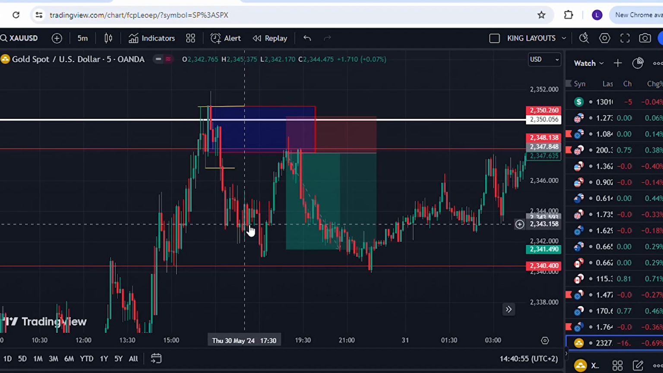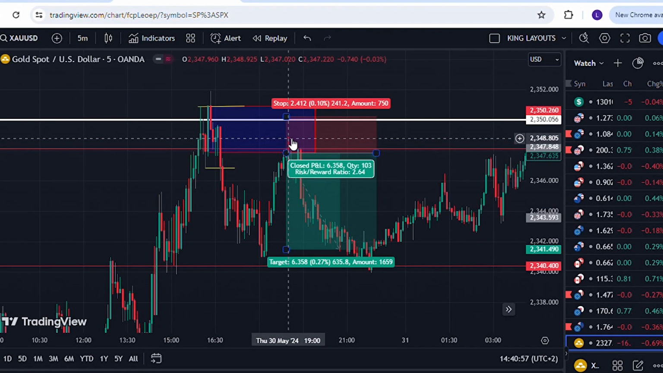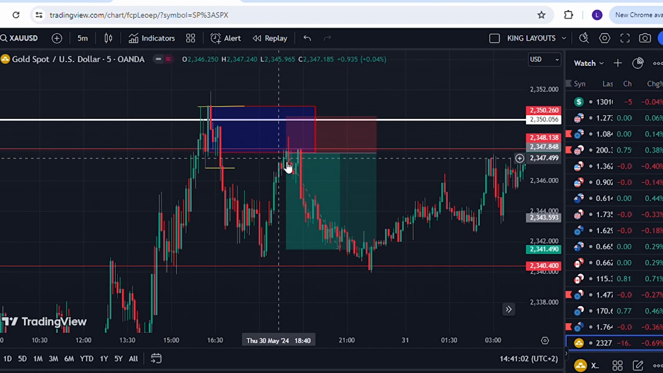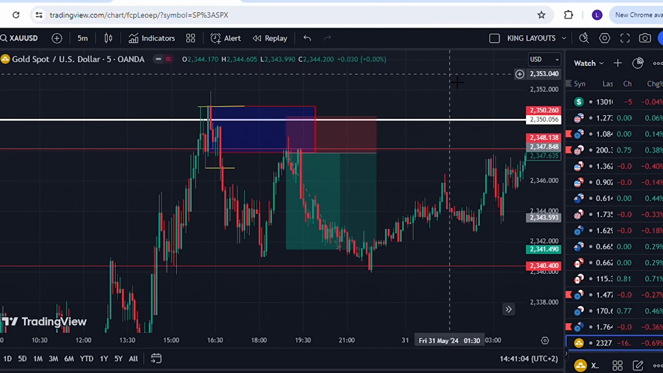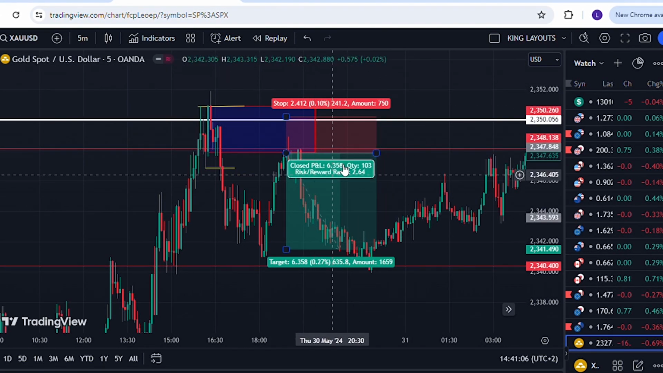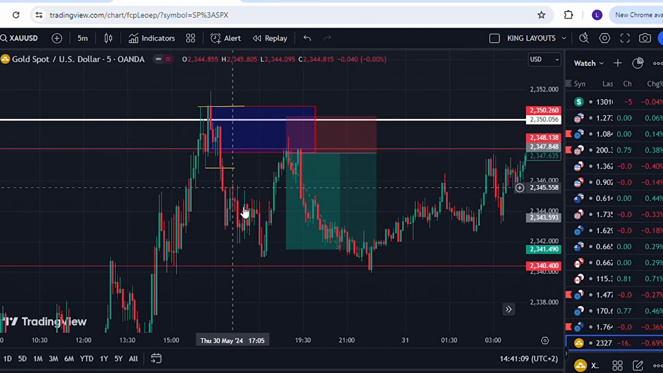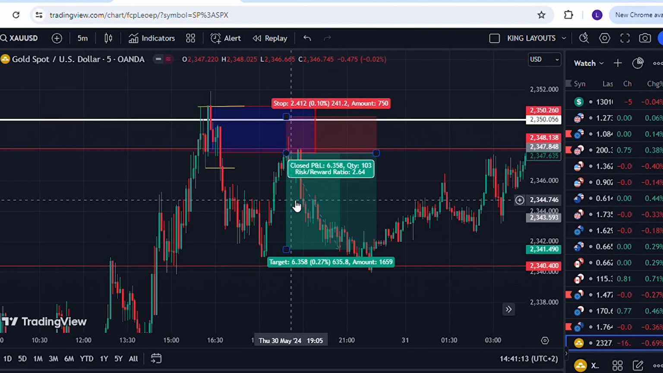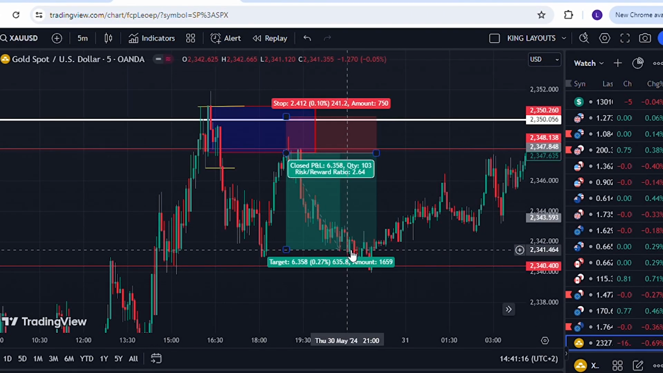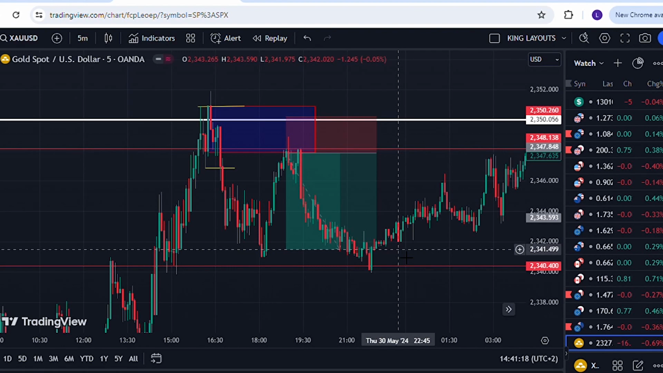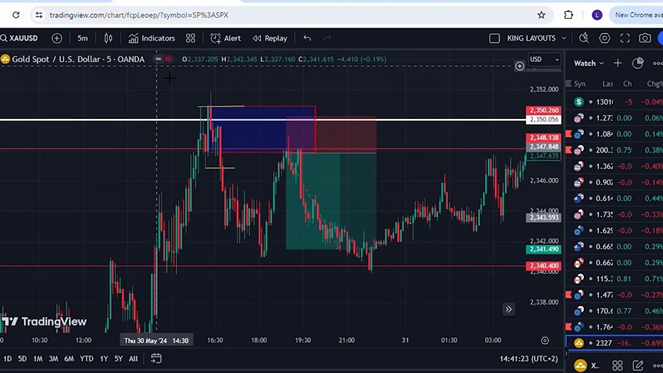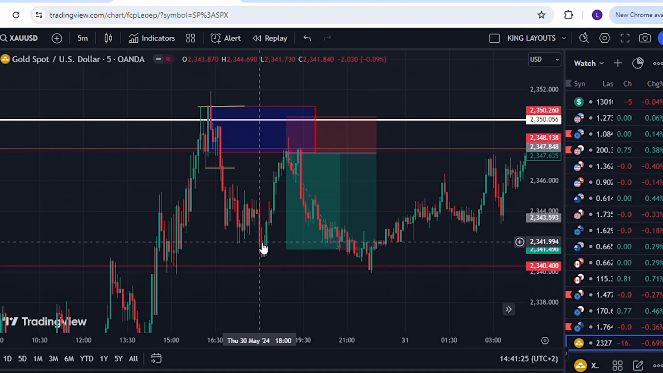We go down, and then we come back, and then we enter our zone. After entering our zone, that's where we place our orders. Okay, so we go sell, and then take profit. As I said, I use the drastic movement down. So the drastic movement ended somewhere here, so that's where I'm gonna put my take profit.